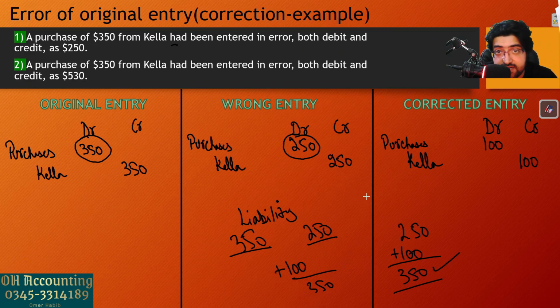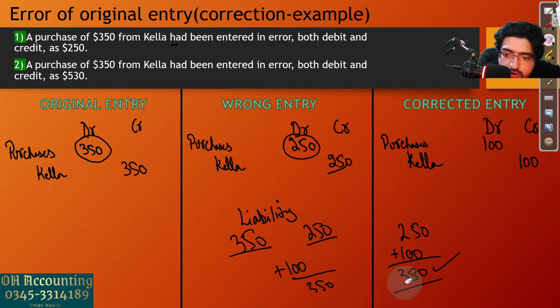You have to think a bit. You have to look at the entries. You have to see what changes are required to make the correction. You will not write purchases 350 and Kela 350 here. That will be wrong then. Okay. You just have to make the necessary change. I will tell you why that will be wrong. One second.